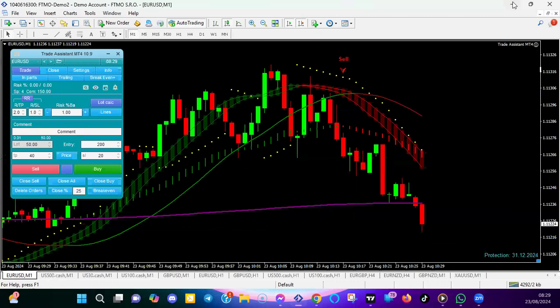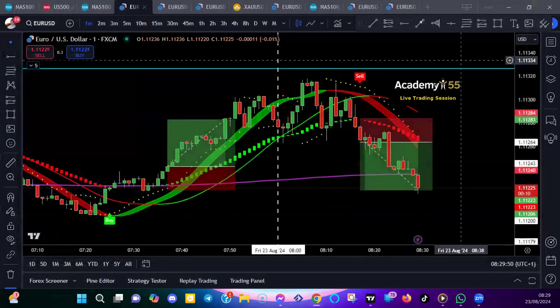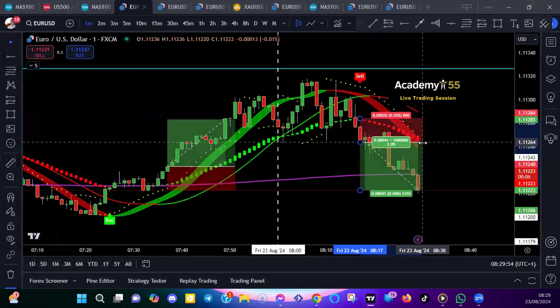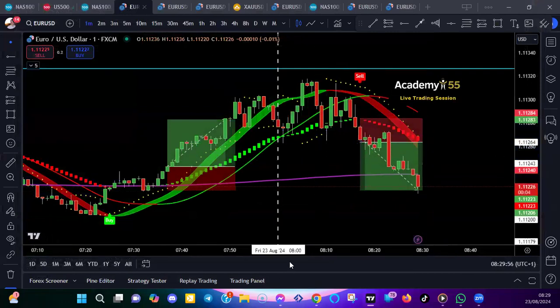And there we go. As you can see, a successful trade, which is very nice to see. There we go. That's a nice 2%. Sort of textbook really.